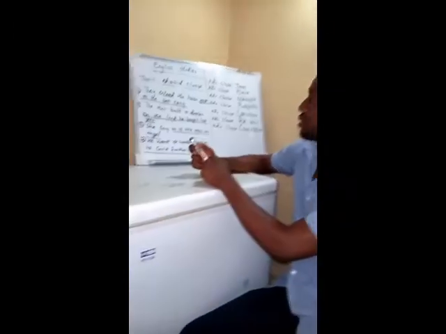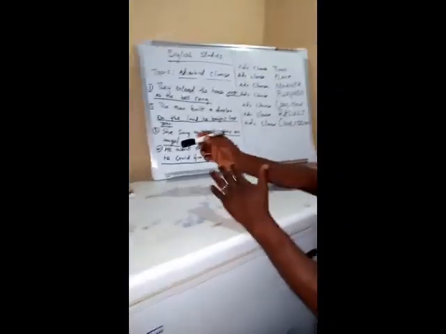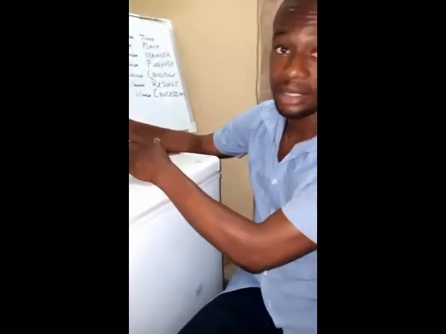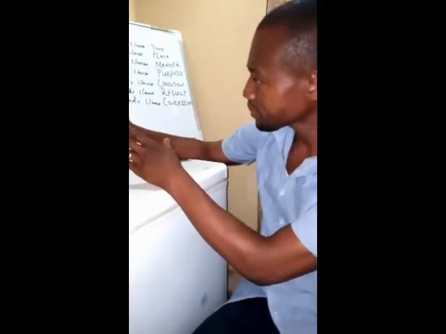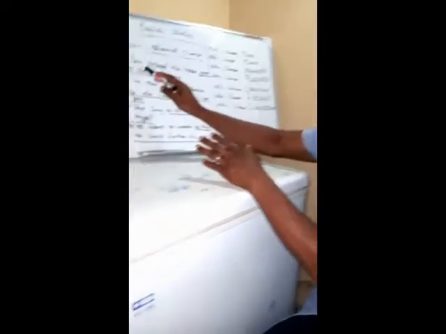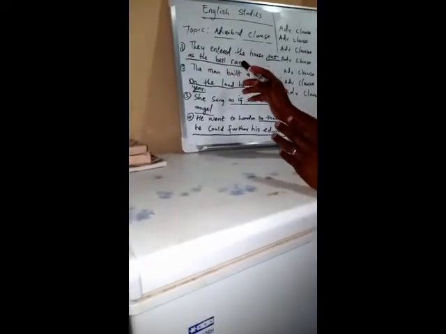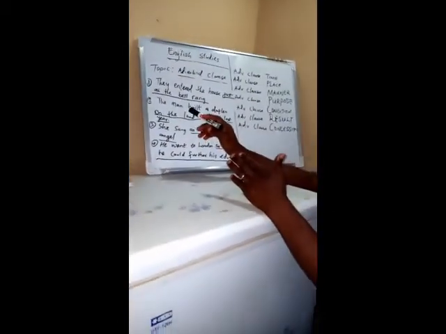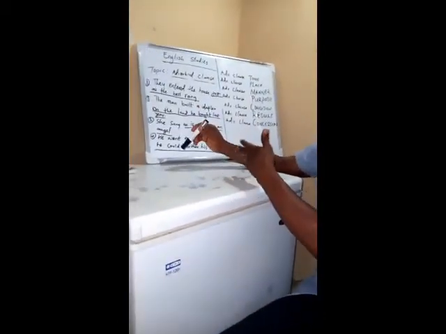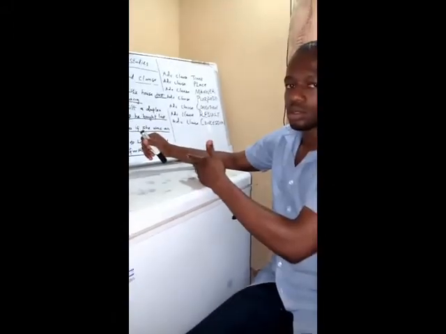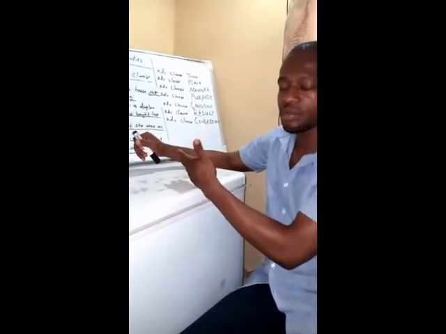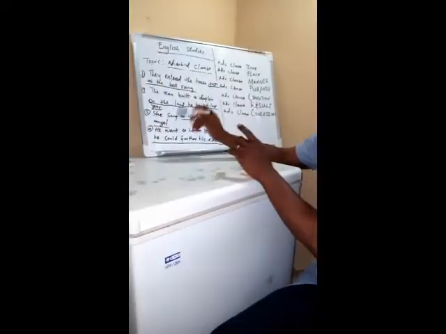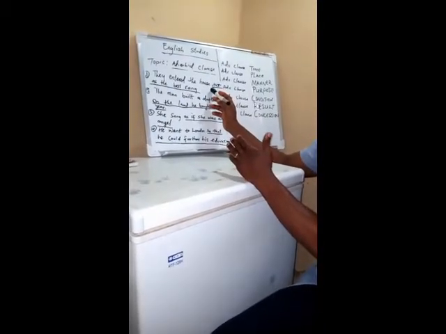Now let's look at these particular sentences we have here, so we can see how we can identify some of these types of adverbial clause we've talked about. The first one we have here: they entered the house just as the bell rang. Just as the bell rang is a clause. What does it tell us? It tells us about time. When did they enter the house? It is about time. So this is an adverbial clause of time.